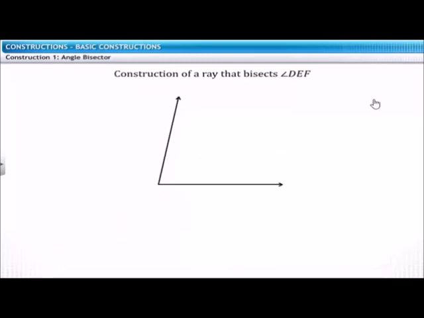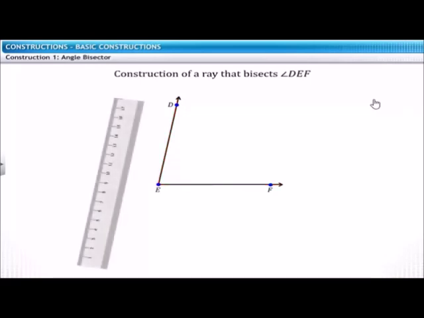Here's an angle. Let's name it DEF. ED and EF are two rays. To draw a bisector of this angle, we'll need a ruler and a compass. On the compass, take an arc of a small radius. Taking E as the center, draw an arc on rays ED and EF. The arc intersects ray ED at G and ray EF at H.